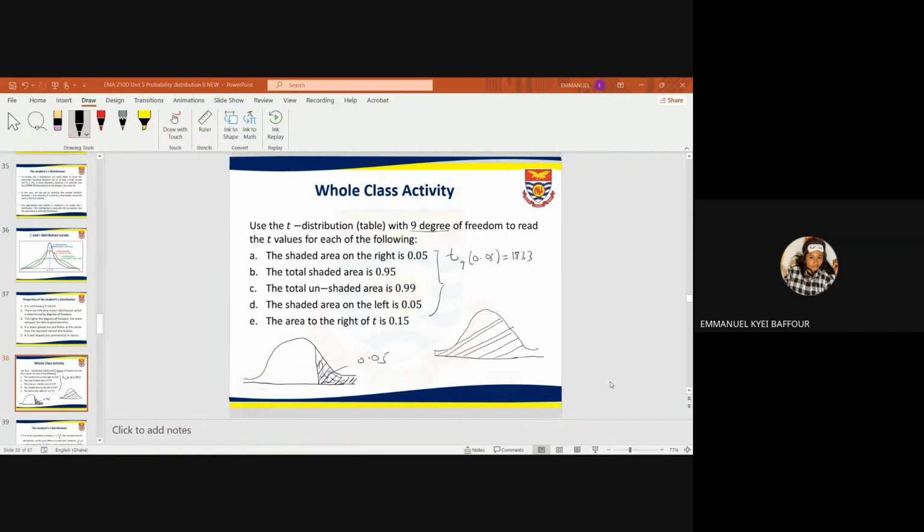Wow, so my microphone is off. If you are looking at the total shaded area to be 0.95, so if this is your entire curve, then if your shading is starting from this point, it means you are going to shade up to this particular point, right? So let's say 0.95 is here. Now we are going to do that against a degree of freedom, which is 9.